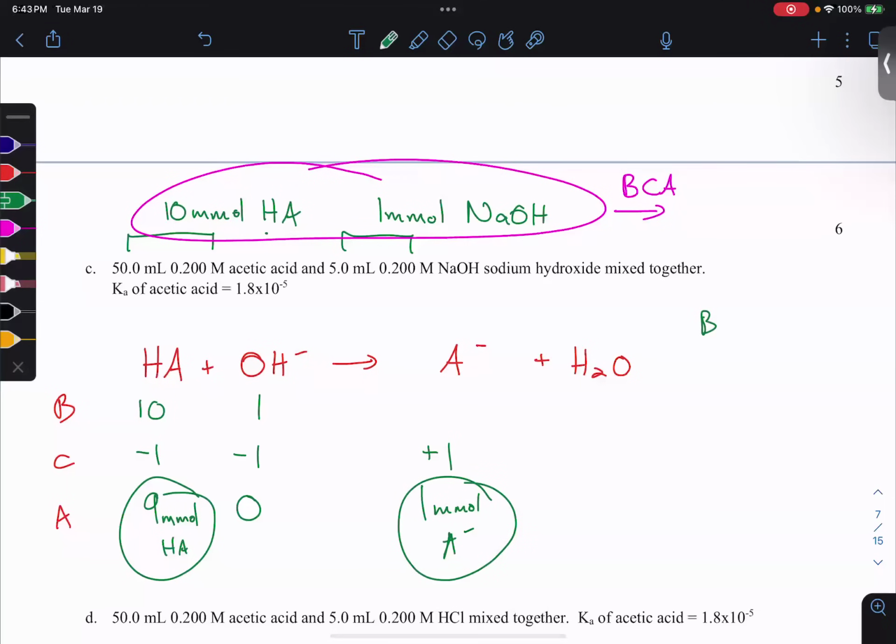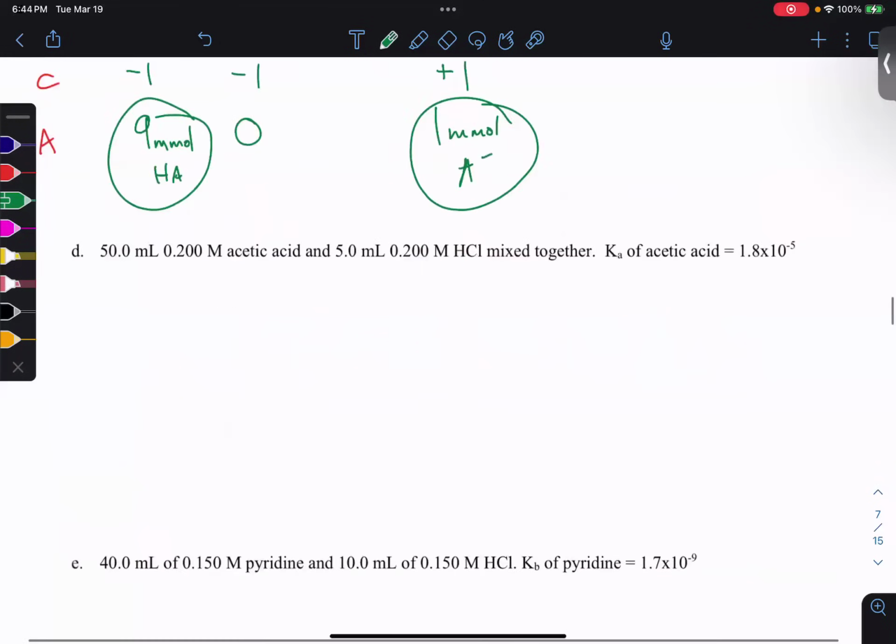So what is my base to acid ratio I need in this buffer? Is it 1/10? Nope, it is 1/9, because we have to do that BCA table first. Sodium hydroxide, you don't put that straight in the Henderson-Hasselbalch. You have to neutralize it first to make A-. A- is what goes into the base to acid ratio. Okay, next one.